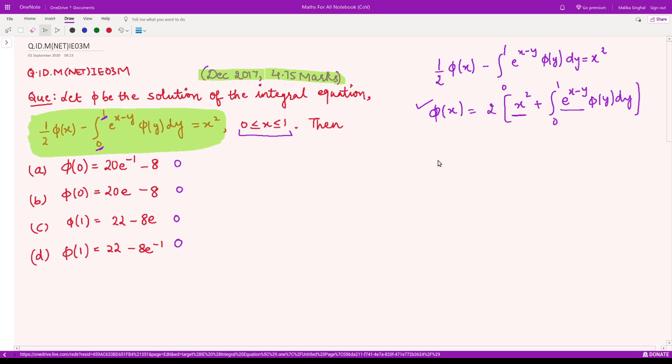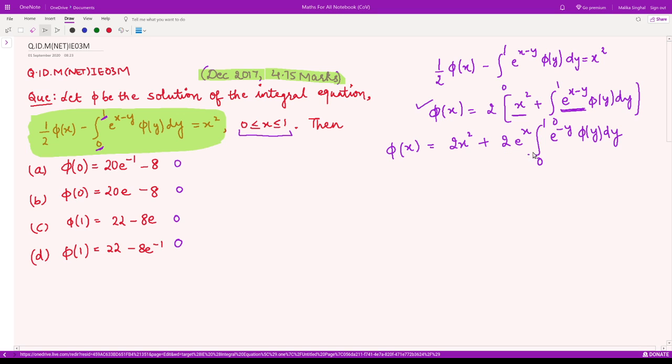So here we can see that this kernel is in the separable form, right? So we can write this as 2x square, and here we can write this as 2 e to the power x common because it does not contain the y term, and then I could write this as integration from 0 to 1 e to the power minus y phi of y dy, right? So now let us solve this.